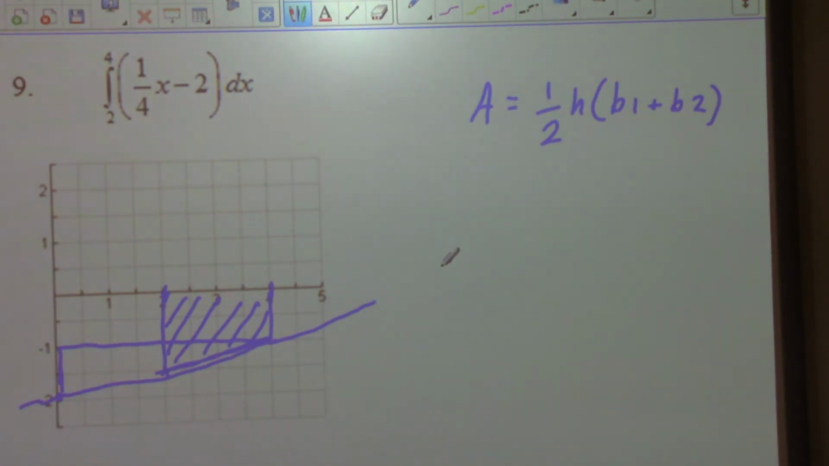Okay. Anyway, so now what is this going to be here? We have, or in this case, A is going to be. Are we going to be negative or positive here?